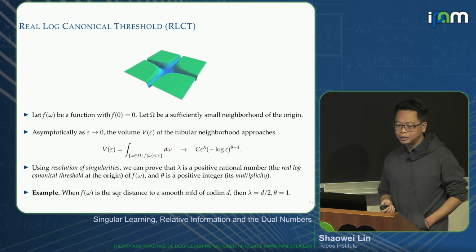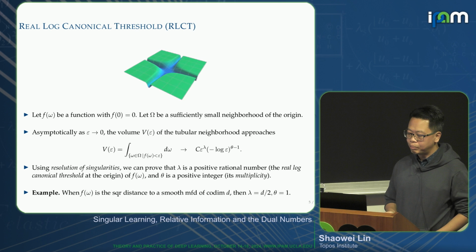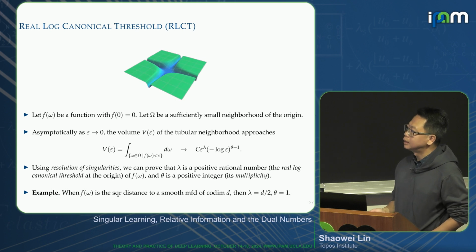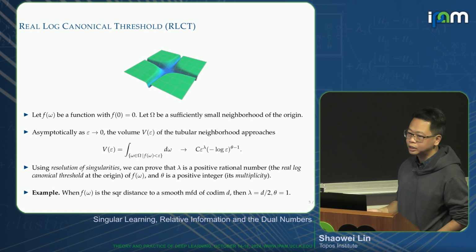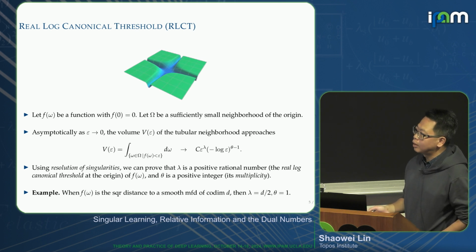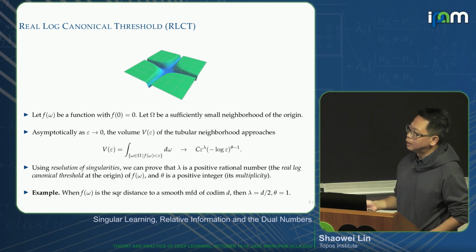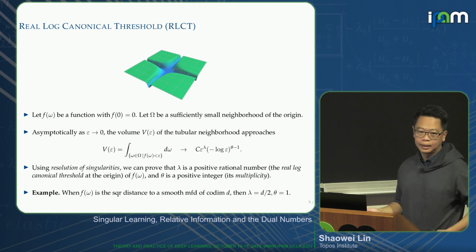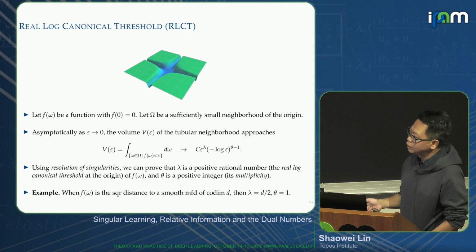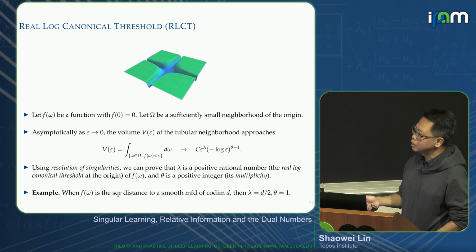Okay, so what is this magical number, the RLCT? Suppose you gave me a function f, and I should mention that it is a non-negative function where f at the origin is 0. If I were to plot, say, f as a function in two-dimensional space, it could look possibly something like this. You can think of it as some kind of a distance function.